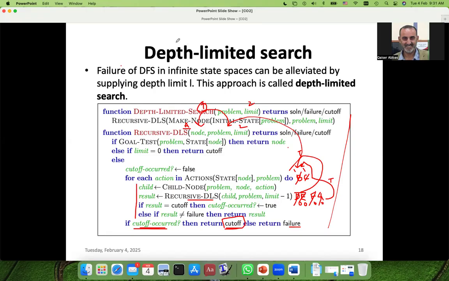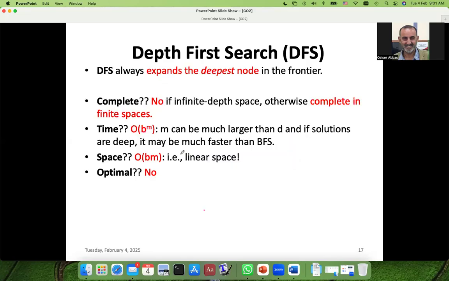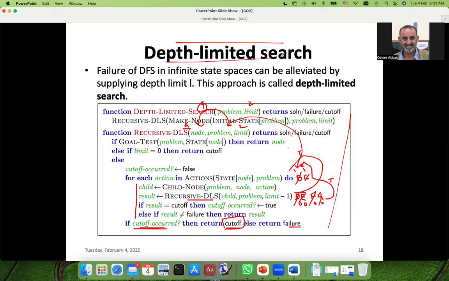The disadvantage of this depth limited search is that if our goal is available after this cutoff, after this limit, then DLS is not going to find the solution. This is the drawback of this depth limited search. If your solution is after the limit, then you are not going to find the solution.